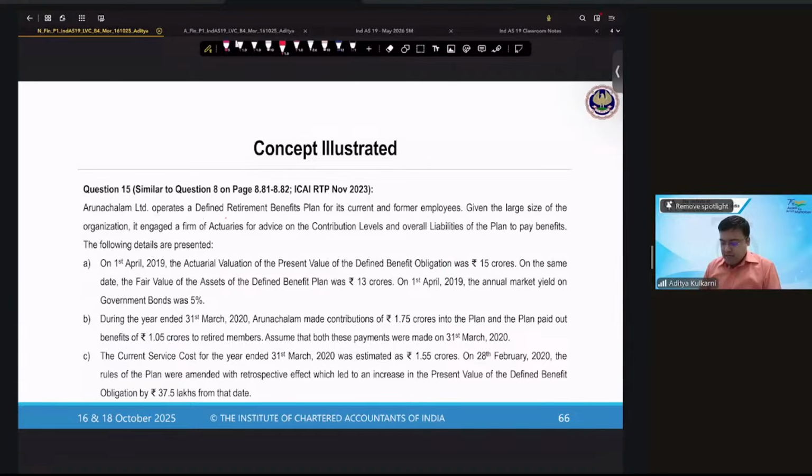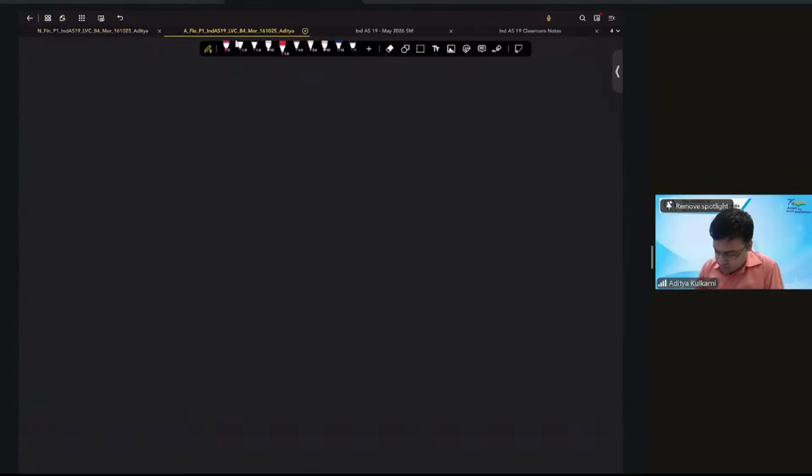Arunachalam operates a defined retirement benefits plan for current as well as former employees. Given the large size, it engaged a firm of actuaries for advice on the contribution levels and overall liabilities of the plan to pay the benefits. The following details are presented. On 1st April 2019, actuarial valuation of the present value of the obligation was 15 crores. On the same day, the fair value of the assets was 13 crores.